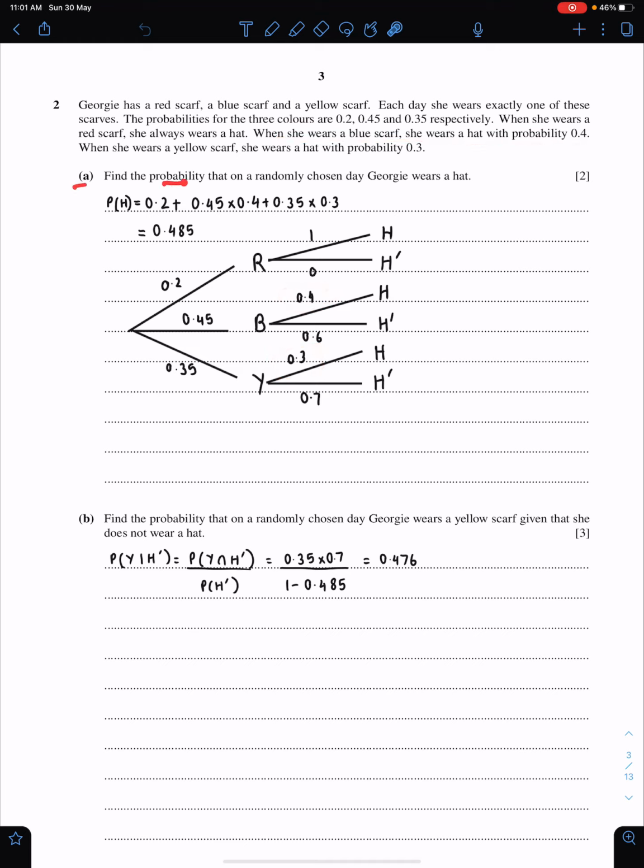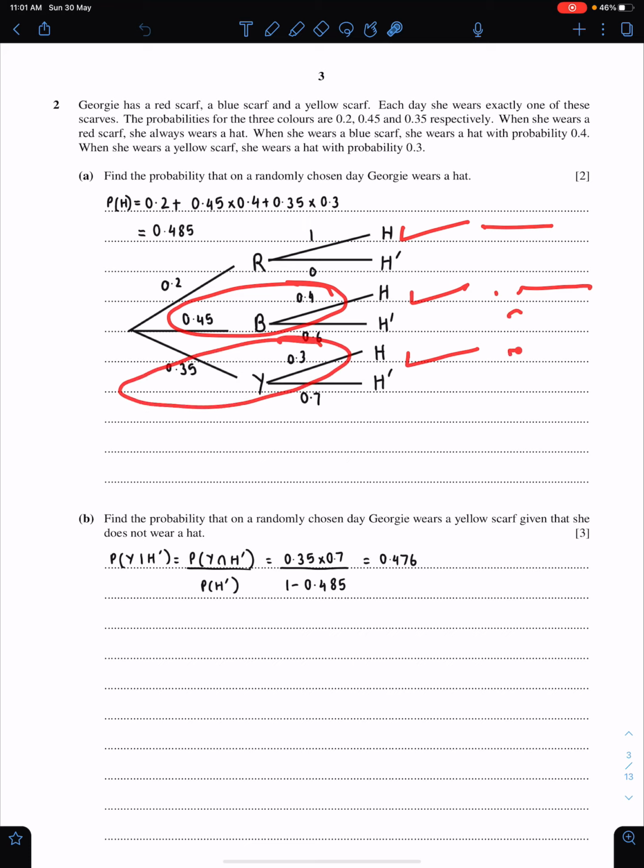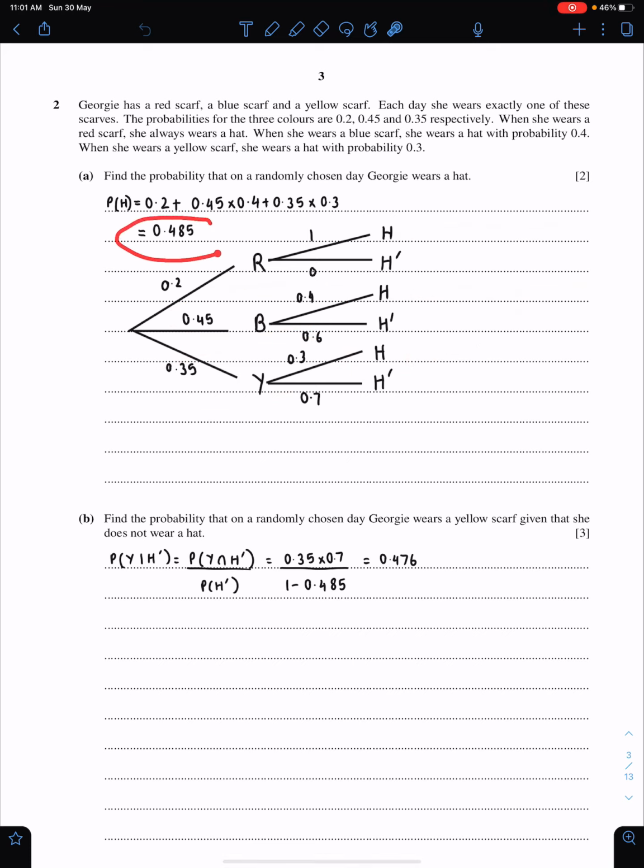Part A. Find the probability that on a randomly chosen day she wears a hat. So we need this probability, and this probability. This answer is 0.2. This is 0.45 times 0.4. This is 0.35 times 0.3. So the final answer is 0.485 up to 3 significant figures.